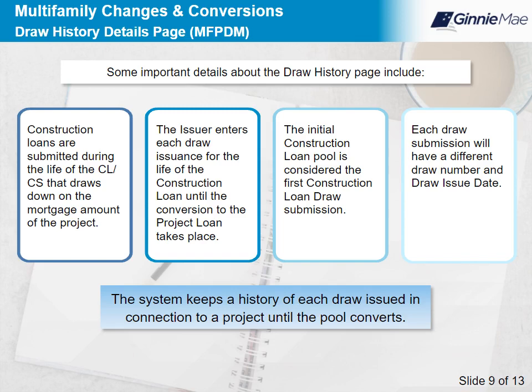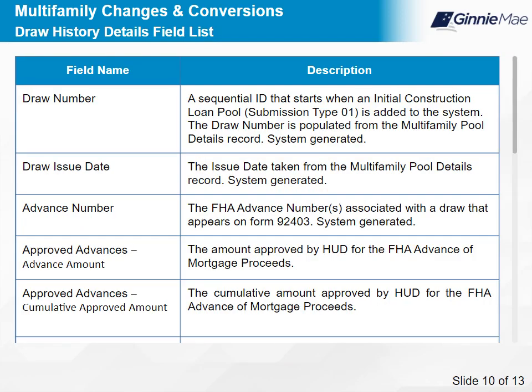Select Next to continue. Take a moment to review the Draw History Details field list on the screen. Use the vertical scroll bar on the right side to examine all fields and their descriptions. Select Next to continue when you are ready.